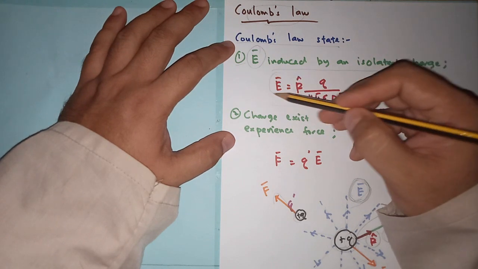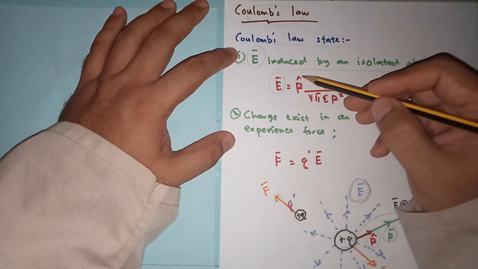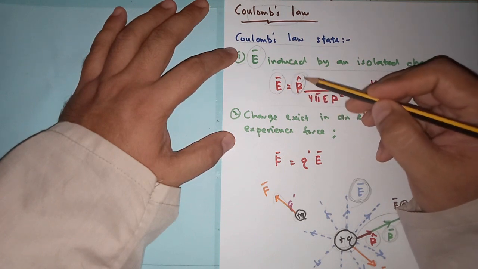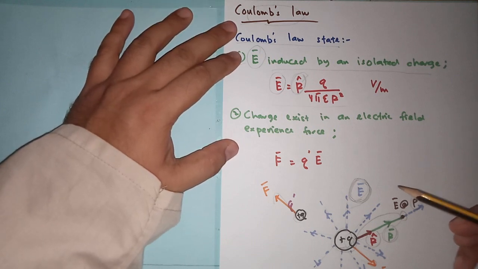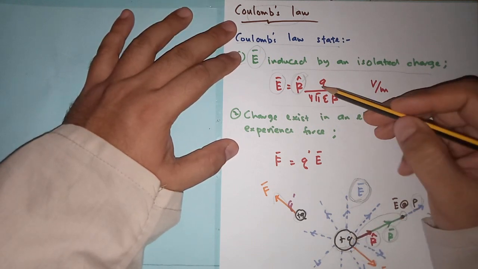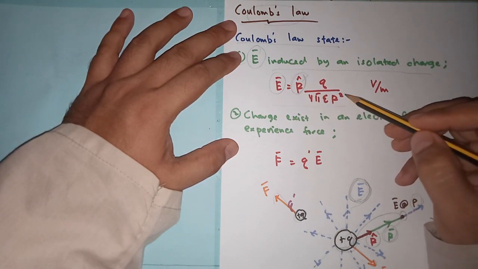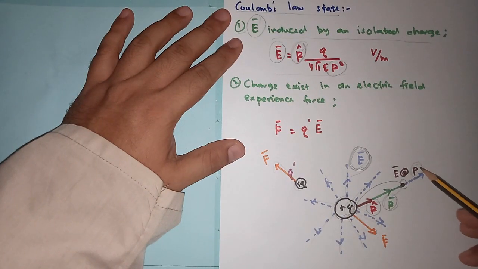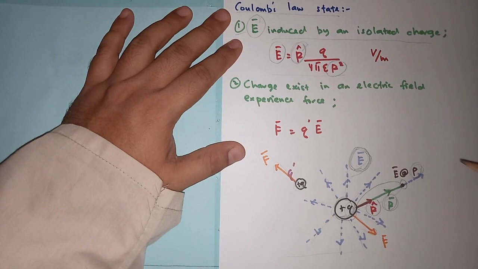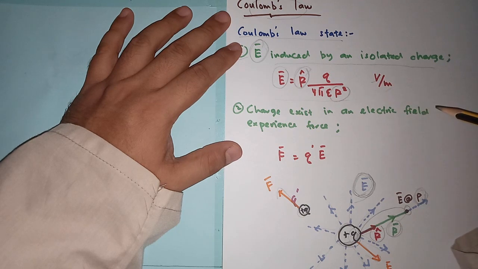Whereas we have this vector E, which represents our electric field intensity, equal to R cap, which is our unit vector for the electric field produced by this charge, Q divided by 4 pi epsilon R squared, where R is the distance between our particle charge and the test point, as shown in this figure. And the unit for this vector E is volt per meter.